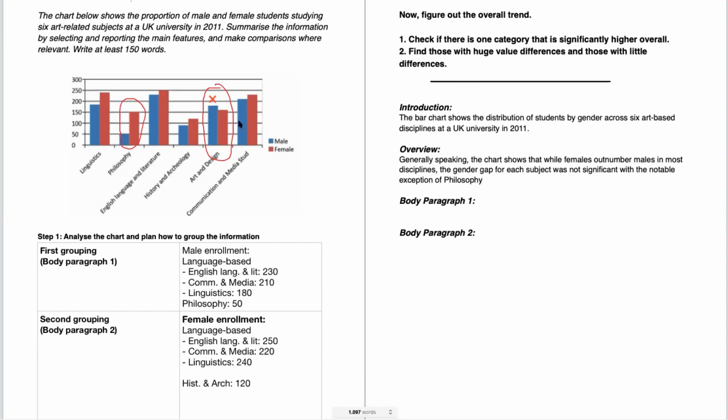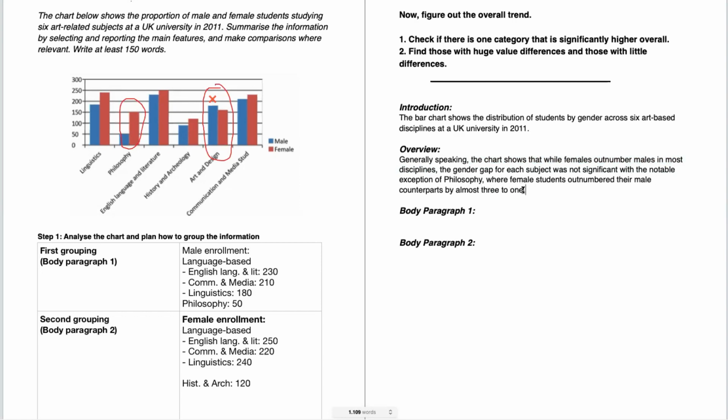We saw that females outnumbered males for the most part everywhere except for art and design, which I will talk about when we get to males. But we see here the gender gap for each student was not significant, except for this notable difference that we looked at in the overall trend step of philosophy. So I'm just going to add on here about philosophy. I'm going to say where female students, we could say here, outnumbered their male counterparts by almost 3-1.